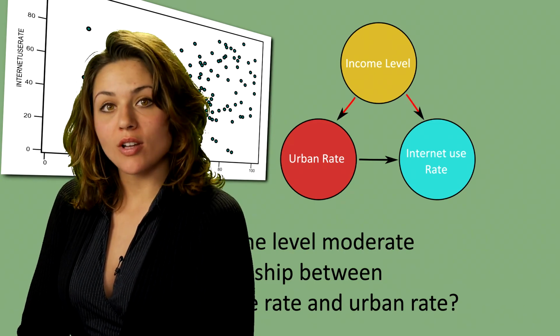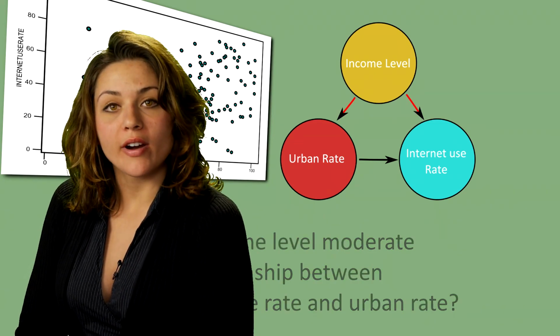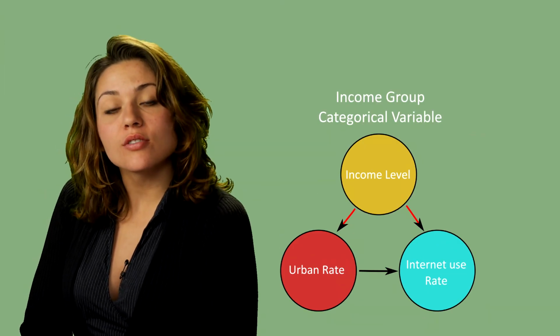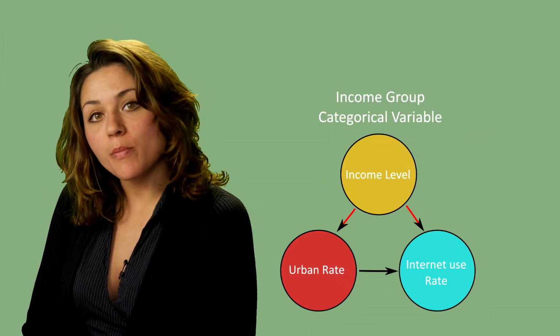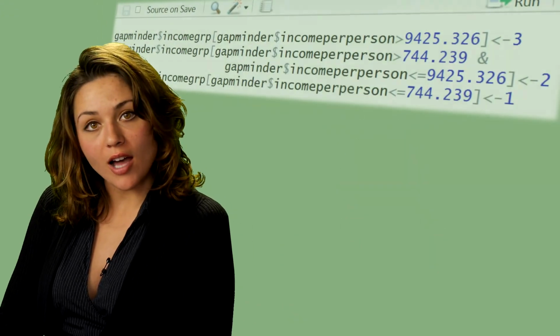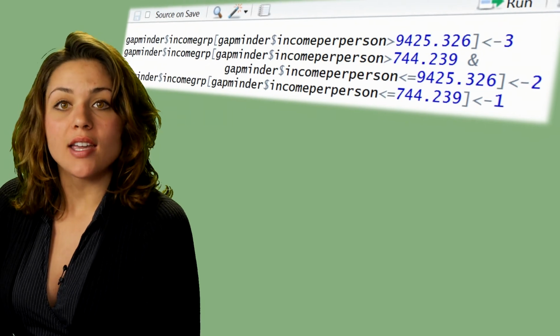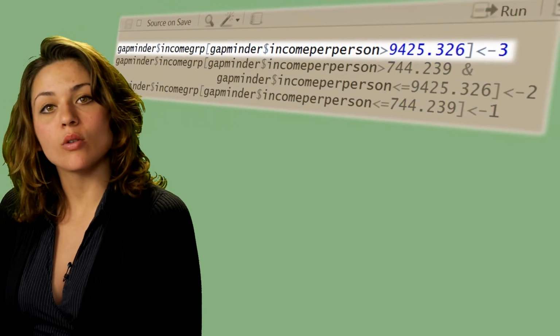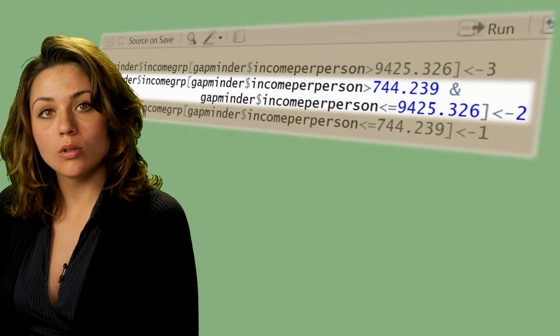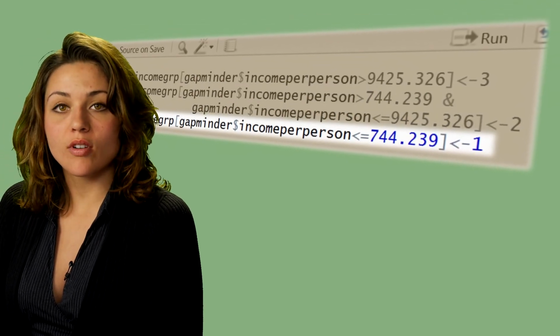To explore this question, we've created a third variable called income group, which is categorical. For this new variable, the income per person variable, which is quantitative, was categorized as a high income country given a value of 3, a moderate income country given a value of 2, and a low income country given a value of 1.